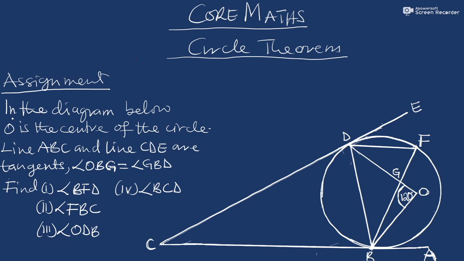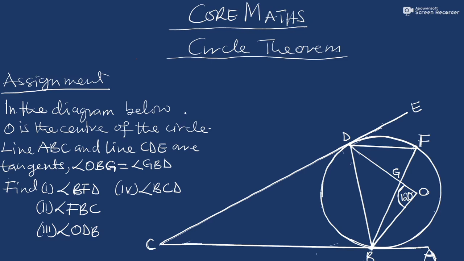Now to the question. It says, in the diagram below, O is the center of the circle. Line ABC and line CDE are tangents. Angle OBG equals angle GBD. And we're to find I, angle BFD, II, angle FBC, III, angle ODB, and IV, angle BCD.